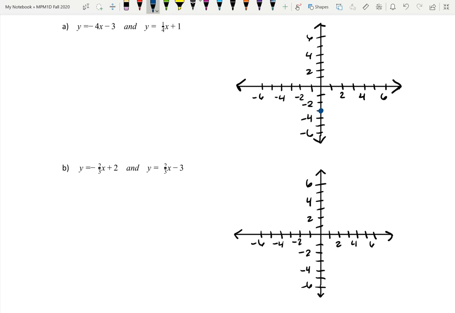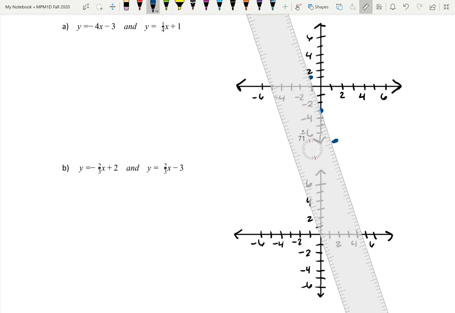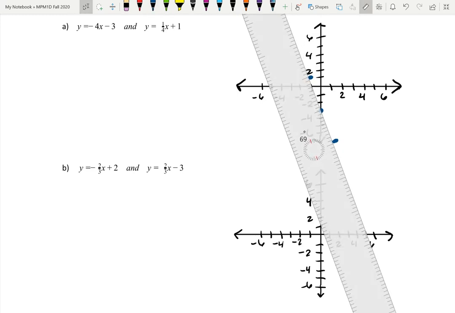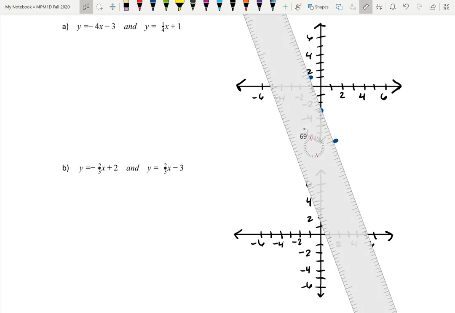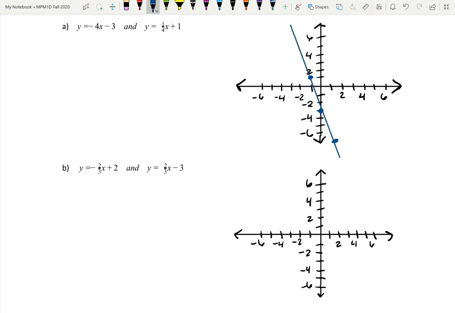Plot that, and then I'm going to use my slope to find other points. So I'm going to go down 4, 1, 2, 3, 4, and then to the right 1. I don't have any more space, so I'm going to do the opposite. Instead of going down 4 and to the right 1, I'm going to go up 4 to the left 1. Okay, and then I'm going to use my ruler and connect my points. Mine is not going to be 100% accurate because I don't have a grid to work with, but yours will be better.